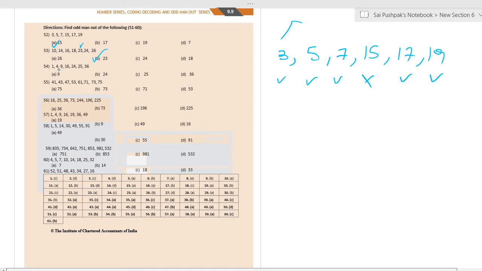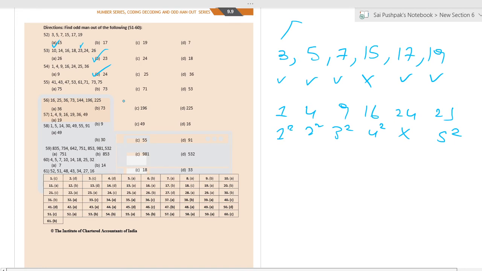So here: 1, 4, 9, 16, 24, 25, 36. Think about which one is the odd one out. Just by seeing 1, 4, 9, 16, you should know that these are all squares. So 1 is 1 square, 4 is 2 square, 9 is 3 square, 16 is 4 square, 25 is 5 square. But 24 is not a square of any number. So this is the odd man out, different from all the others.